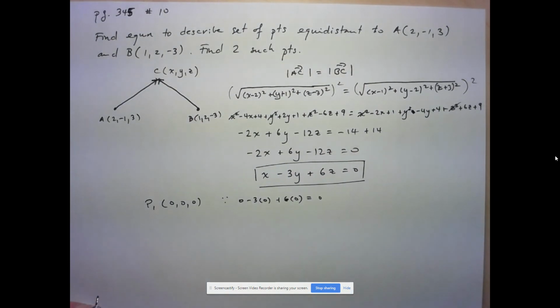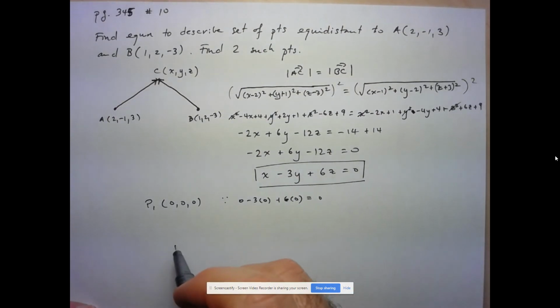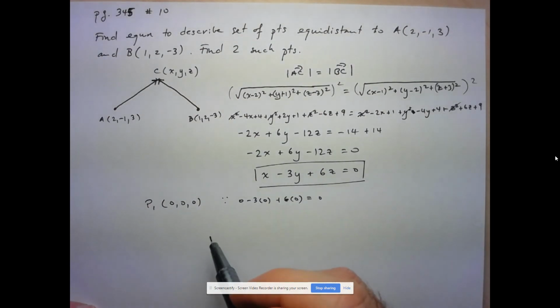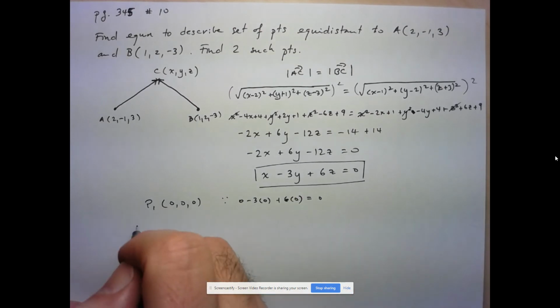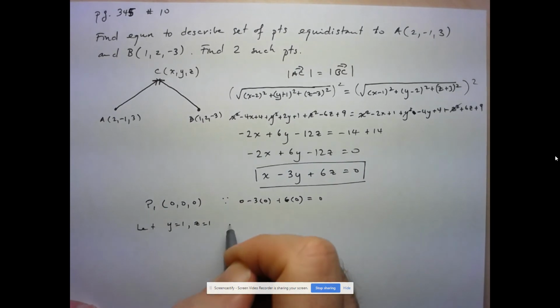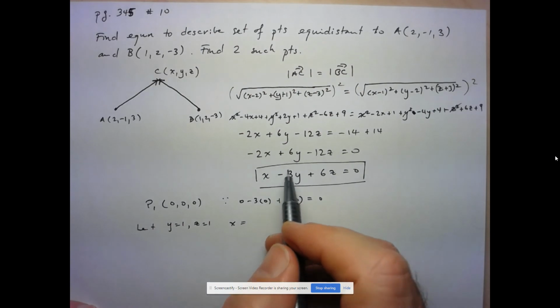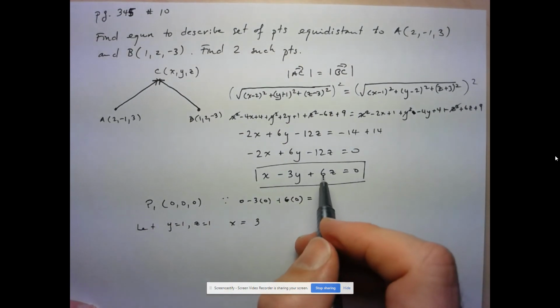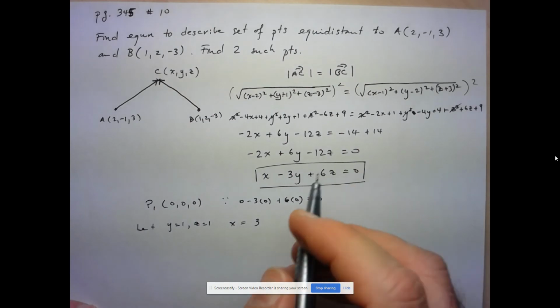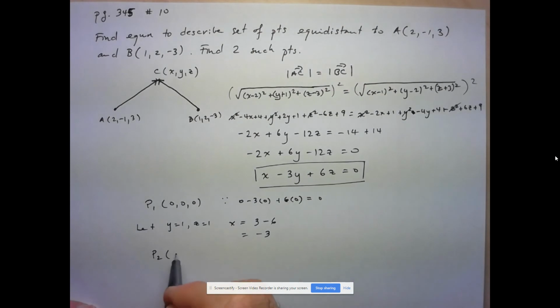Okay, now for point 2, there's no restrictions on these. So one thing you could do is pick values for 2 of them and then solve for the third. So let's say I let y be equal to 1 and z be equal to 1. Then I can just calculate x. So x is just going to be equal to 3 times 1, bring it to the other side, is 3. And then here, 6 times 1 is 6. Bring that to the other side, it's going to be minus 6. So it's negative 3. So another point would be (-3, 1, 1).